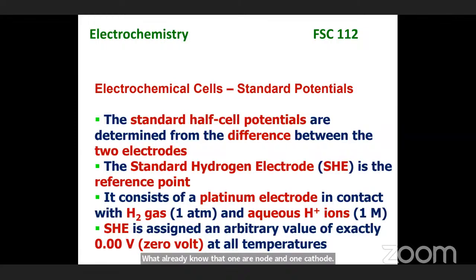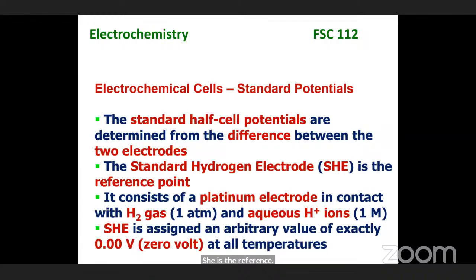If, just like you say, if you don't have a positive and a negative, you cannot have electric current. So that's why you say you have to make contact. The positive and negative have to be connected before you can have any form of current. So the two electrodes here are the anode and the cathode. The standard hydrogen electrode, SHE, is the reference point.